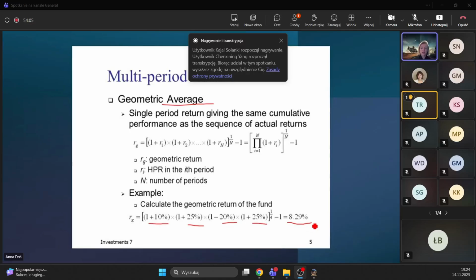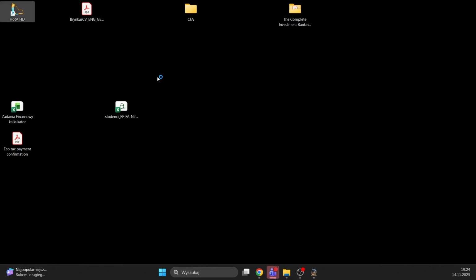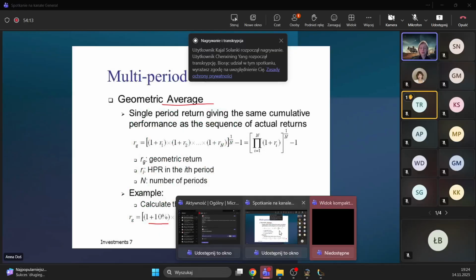We have the geometric average. You see, it is much smaller. It is 8.3%, while for arithmetic average, it was 10%. For our example, it would look this way.